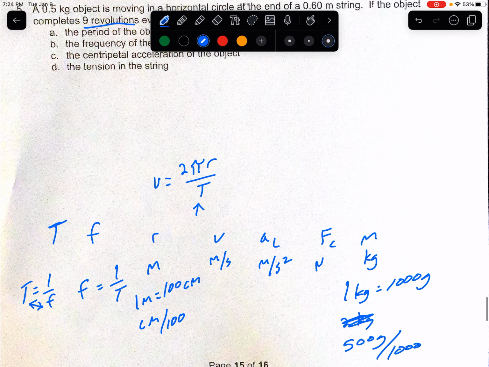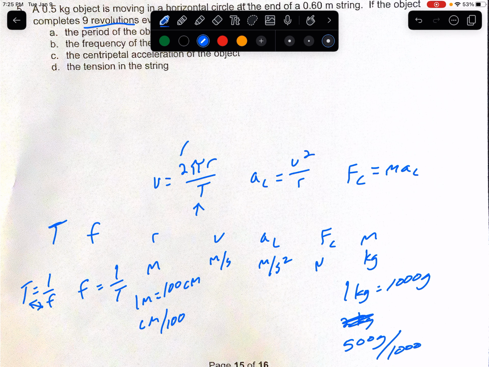And then you have your centripetal acceleration equation, which is v squared over r. You take your velocity, square it, and divide it by your radius. And then you have your last equation, Fc, your centripetal force, which is mass times your centripetal acceleration. Those are your 3 main equations, and just know that you can use these to go back and forth.